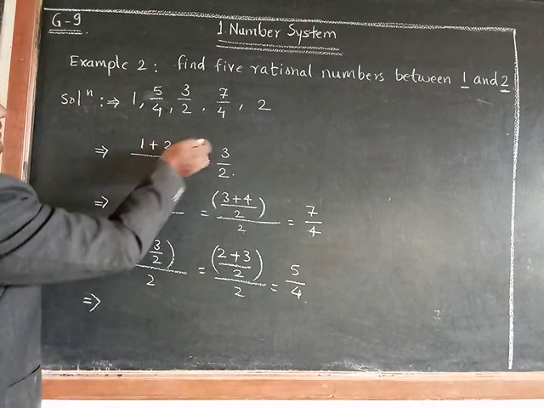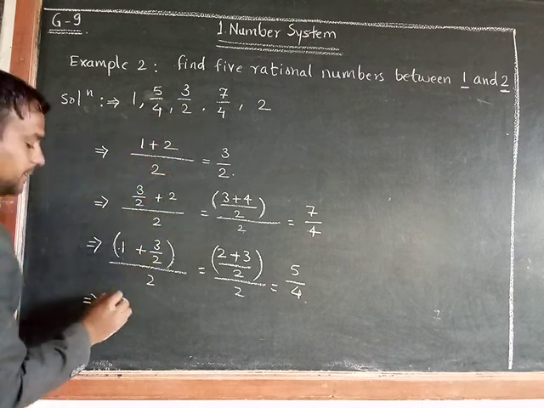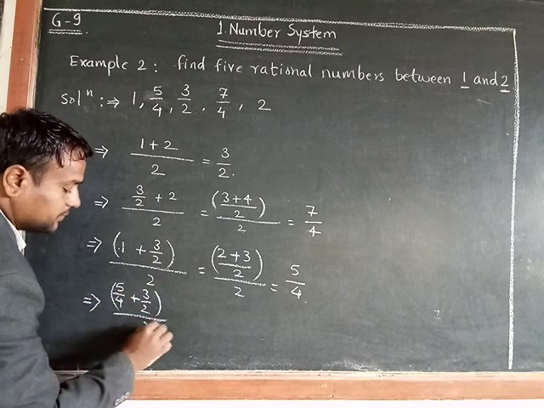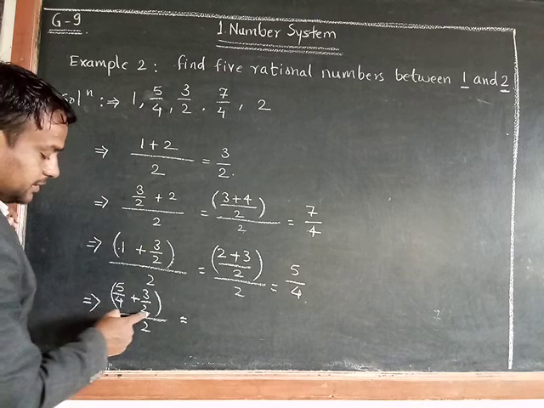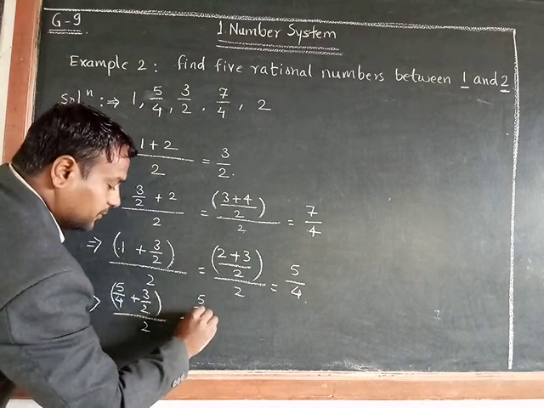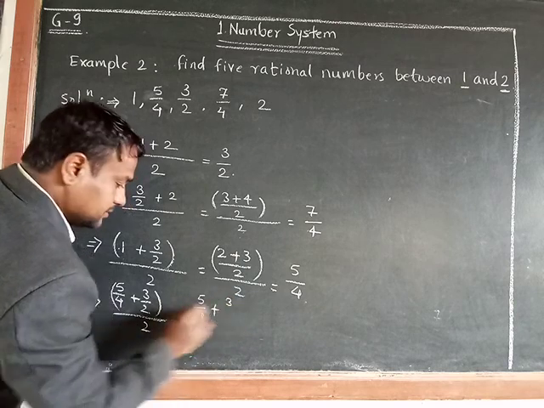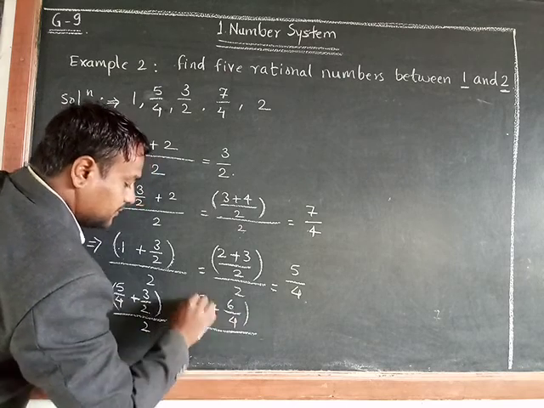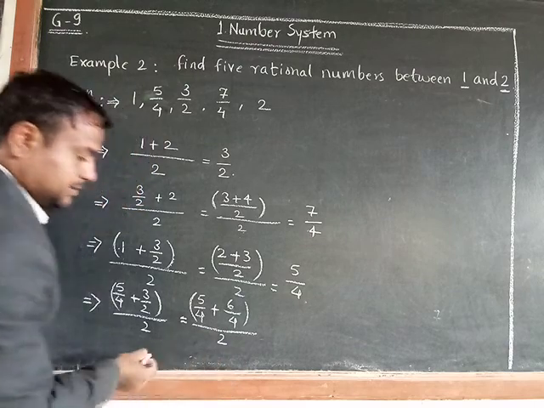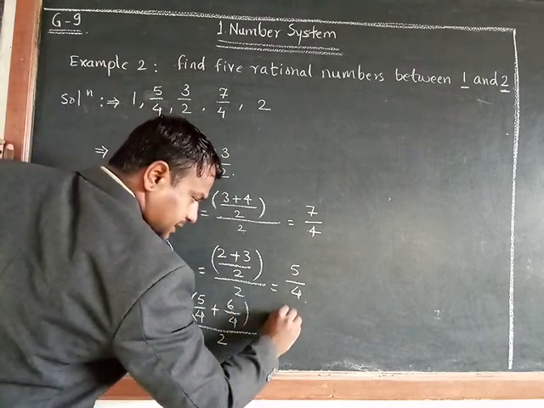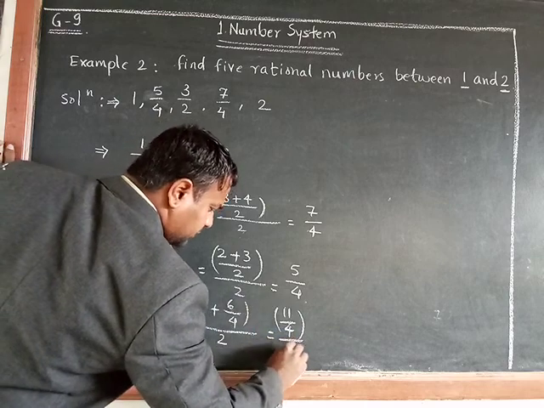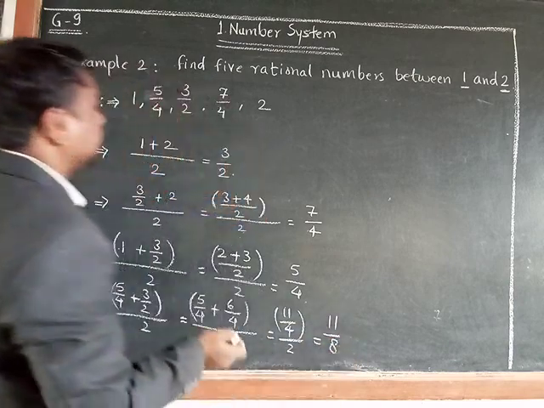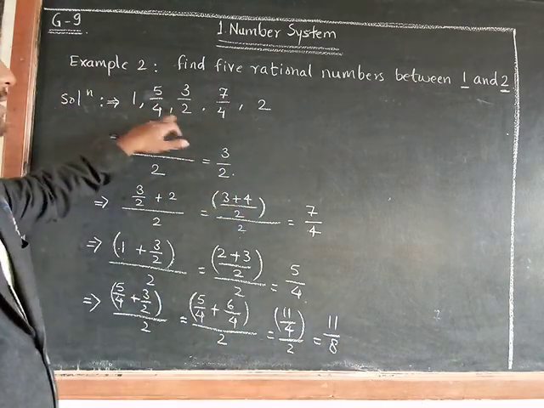Let us take these two numbers, 5 upon 4 plus 3 upon 2, divided by 2. Let's make the denominators the same. 3 2s are 6 and 2 2s are 4. So here we make the denominators same and divide by 2. 5 plus 6 is 11 upon 4, divided by 2, and 4 2s are 8, which means 11 upon 8. So that number is also between those two numbers.